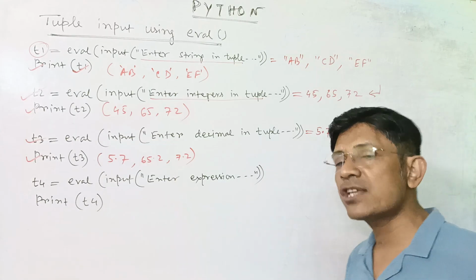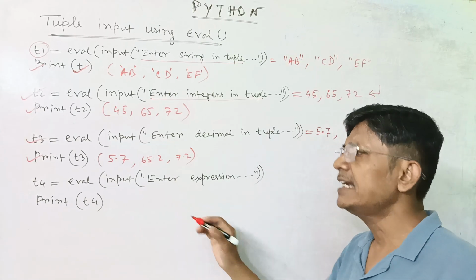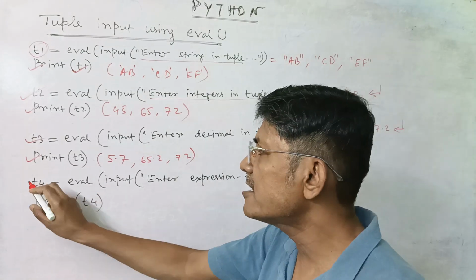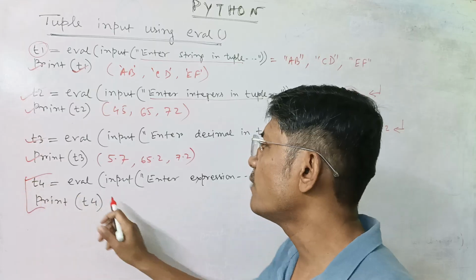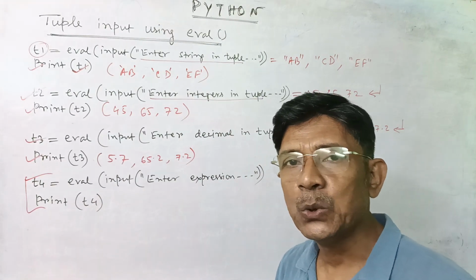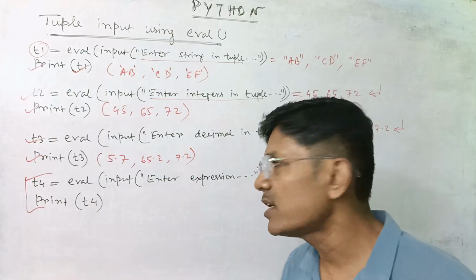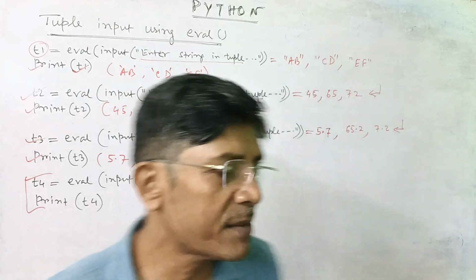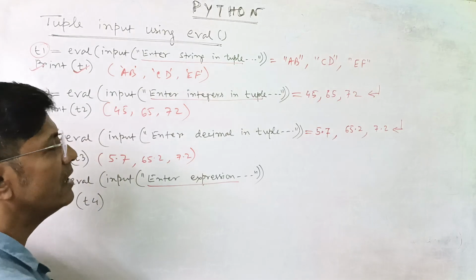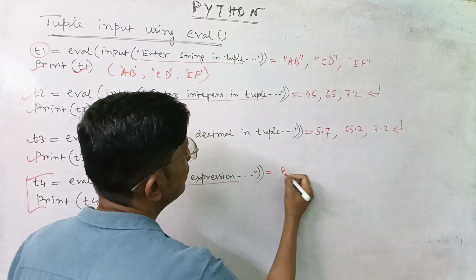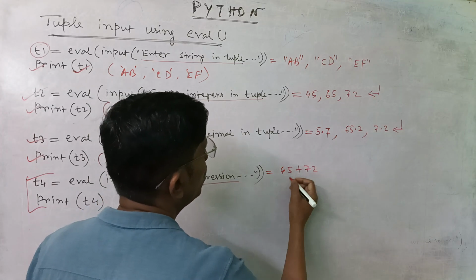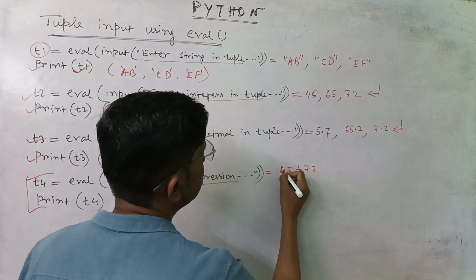And another interesting thing: we are not talking about the tuple here, this is a special function I'm showing. This eval can help you solve any expression like this. Any expression, suppose the user is giving this statement, suppose 45 plus 72. So what will the result be?